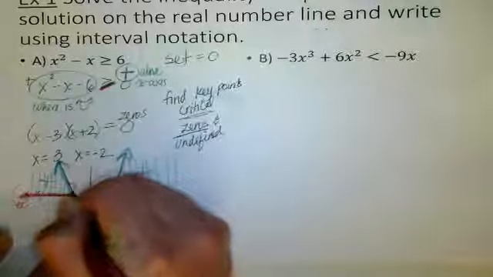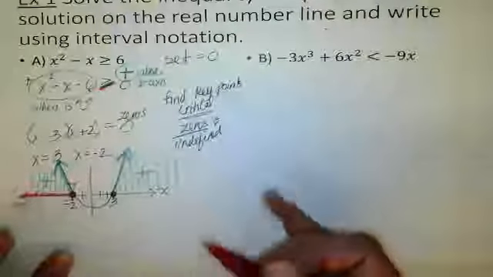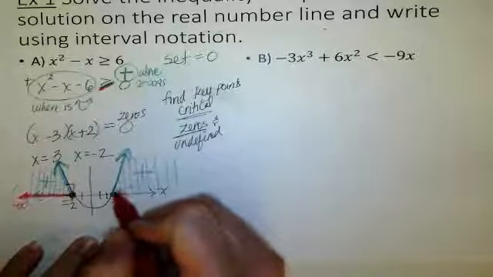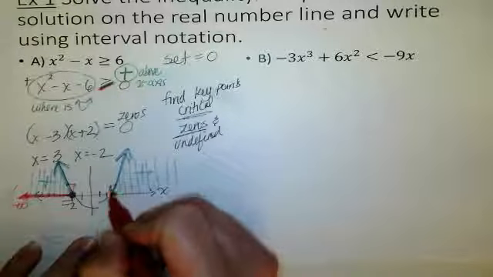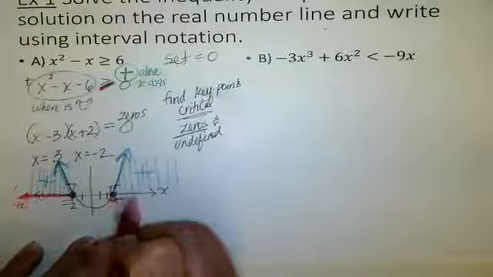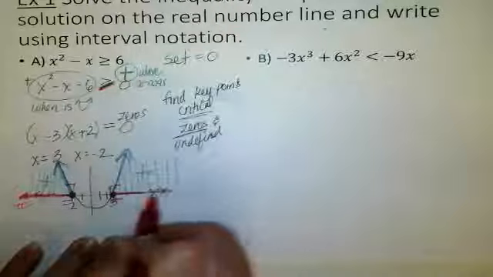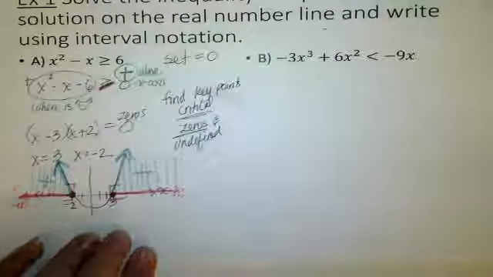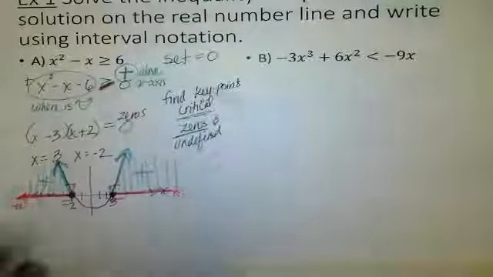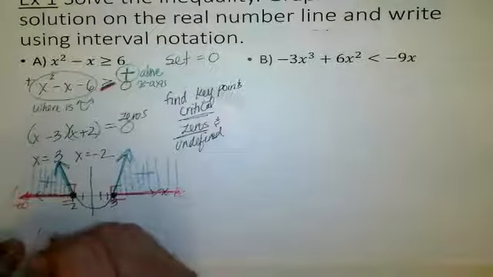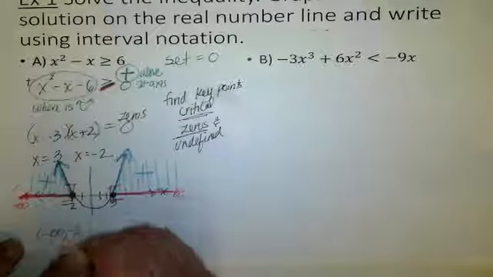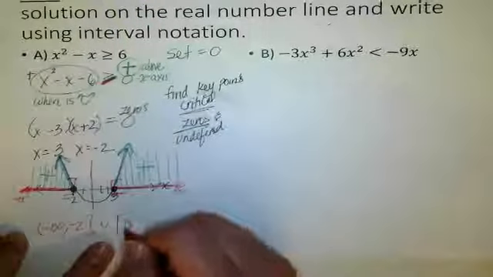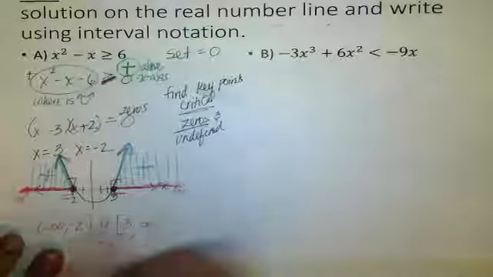So I'm going to include that negative 2, and over here as well, at 3, we are equal to 0, so I want to include that with the bracket. And then all those x values to the right produce positive outputs. So our solution goes from negative infinity to negative 2, and that's the U for union, 3 to positive infinity.